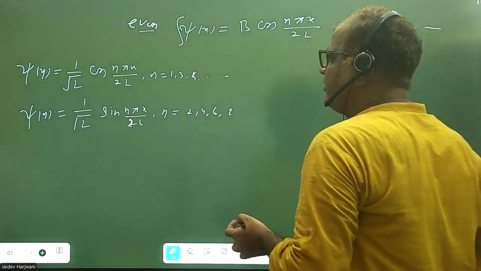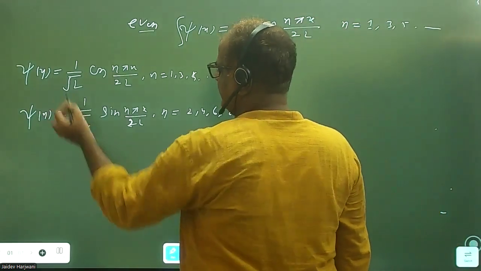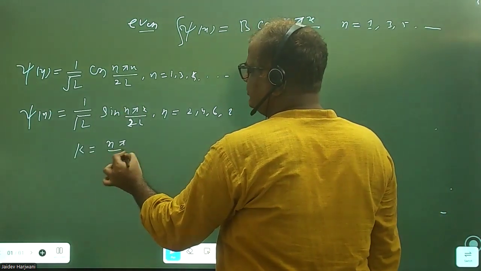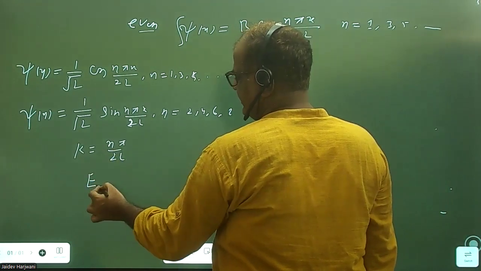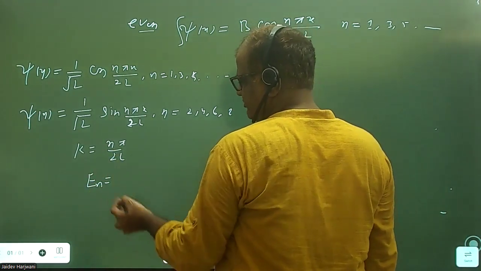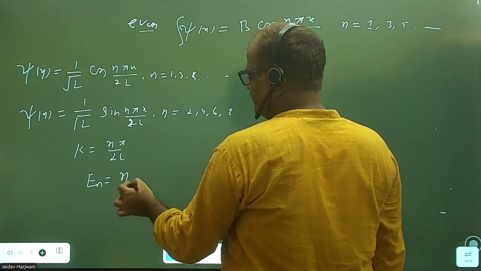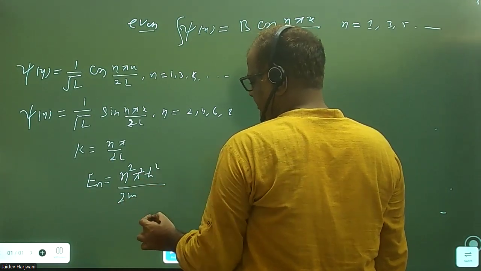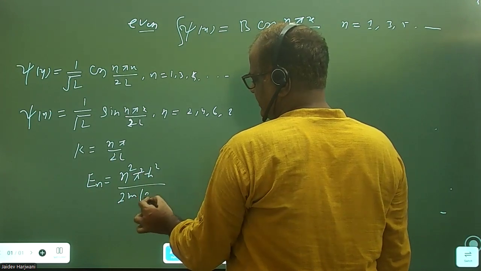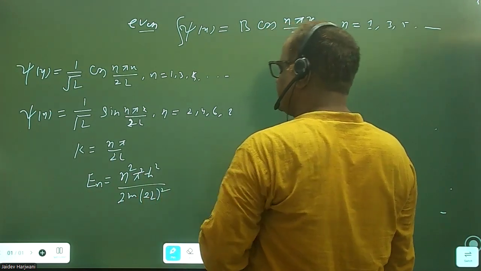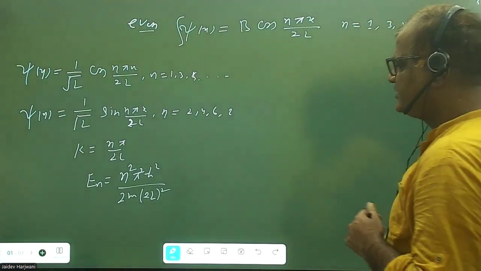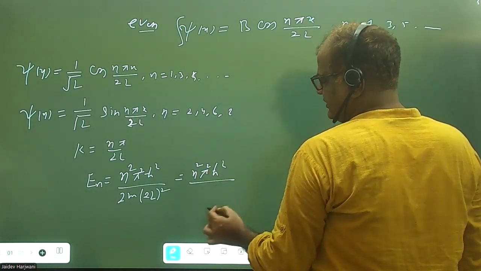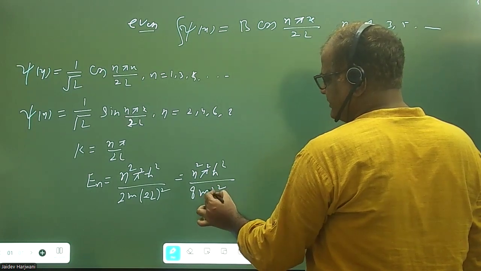If I want to take the ground state wave function, let me first write the expression for energy. The k value is the same for both, n pi upon 2L. So the energy En is the same expression we wrote for the infinite square potential, n squared pi squared h cut squared upon 2m, and this time the length is 2L, so it is 2L squared. So this energy becomes n squared pi squared h cut squared upon 8 m L squared.